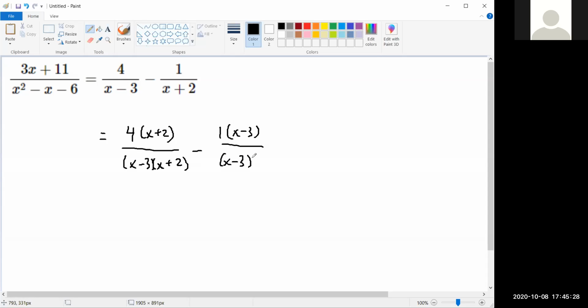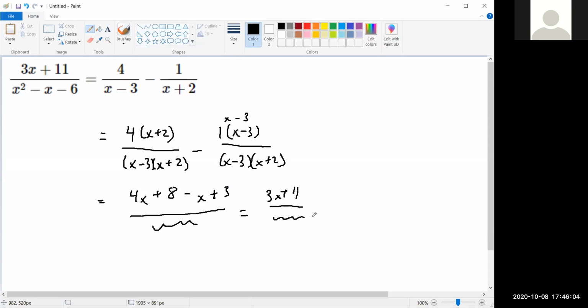X minus 3, x plus 2. Okay, so simplifying the numerator, we should have 4x plus 8 minus, this right here is x minus 3, right? So if I distribute the negative sign, this will be minus x plus 3. Okay, and then we have 3x plus 11 over our denominator. And you guys can verify that the denominator is x squared minus x minus 6.